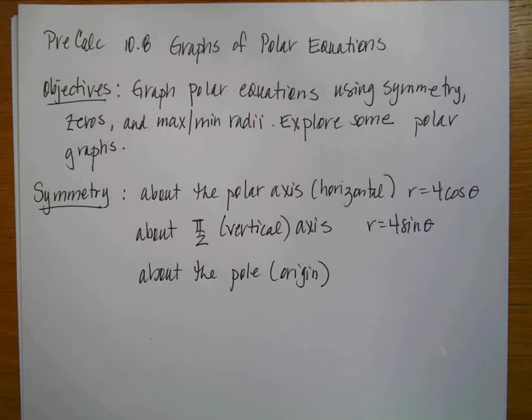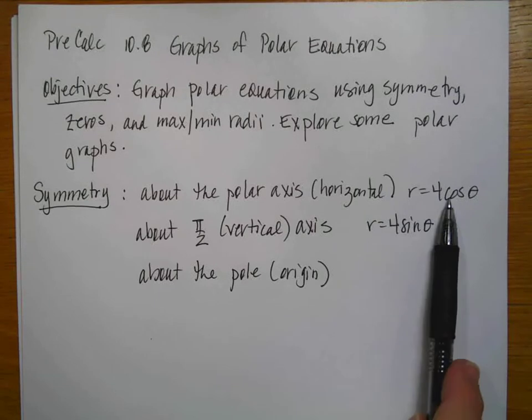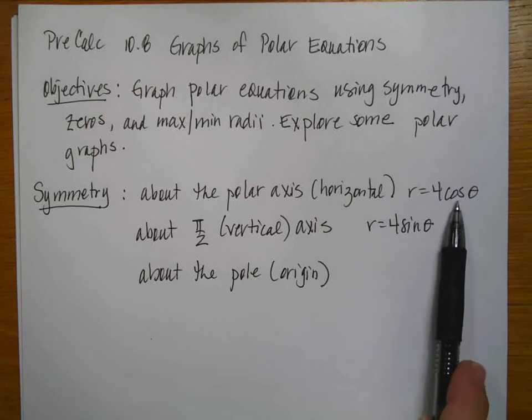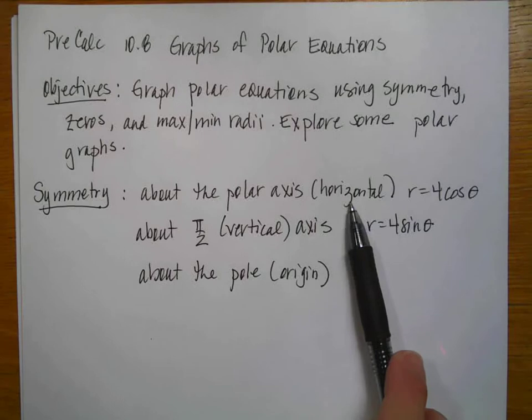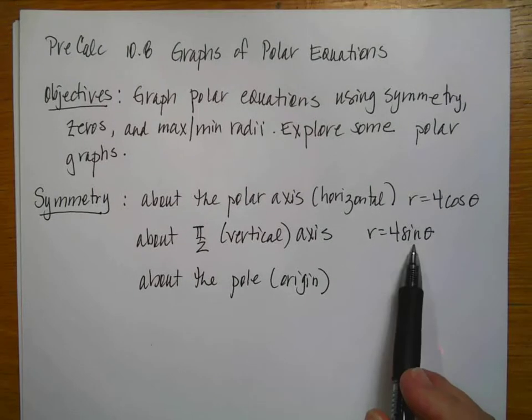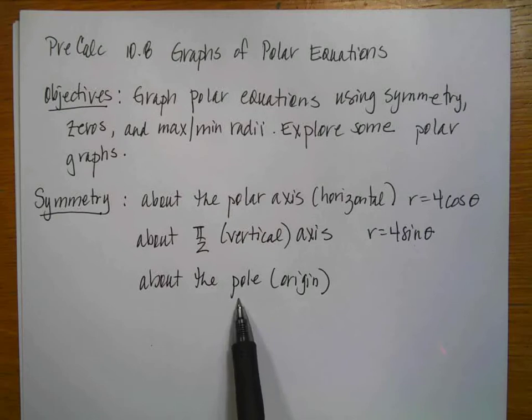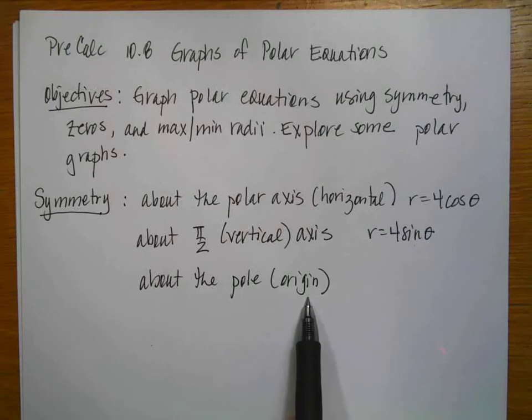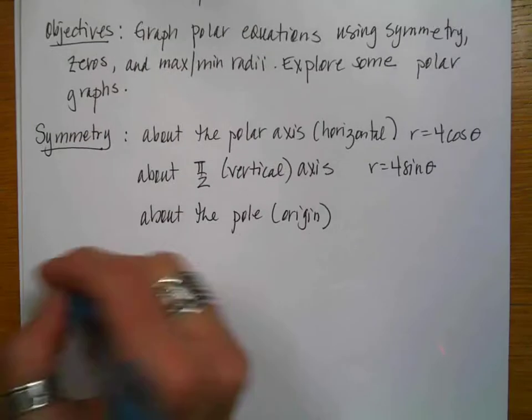But we want to consider symmetry about the polar axis, which is horizontal. And this might be an example of an equation. Notice that it has cosine because cosine is our horizontal trig function. And then about pi over 2, which is our vertical axis, because sine is our vertical trig. And then about the pole, and I didn't give one of these because we'll talk about that later. So we're just going to do some examples.